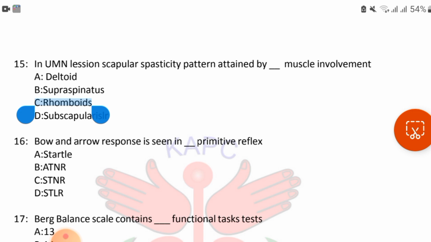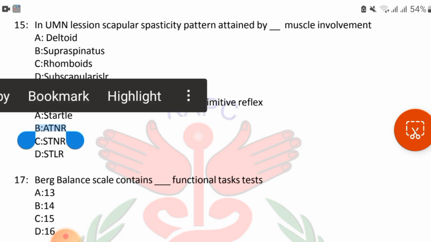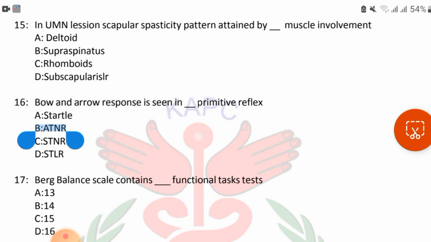So let's move towards MCQ number 16. Bow and arrow response is seen in dash primitive reflexes. These primitive reflexes are very important for any license exam, so prepare for them also. Option A is startle reflex. Option B is asymmetrical tonic neck reflex. Option C is symmetrical tonic neck reflex. And option D is symmetrical tonic labyrinthine reflex. So the correct option for bow and arrow response is B, asymmetrical tonic neck reflex.